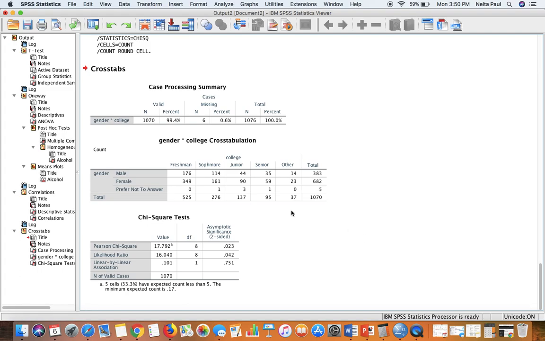What's nice, we get our chi-square, we get the outcomes, we get our descriptive statistics, the number of freshmen that are male, sophomore, junior, senior, and so forth. And then we get our Pearson chi-square with 8 degrees of freedom is 0.023. So using a chi-square for independence, we found a significant relationship, because if it was non-significant, they would be independent. But if we find a statistically significant Pearson chi-square, then we know that they are related actually. So here we find gender is related to college status.